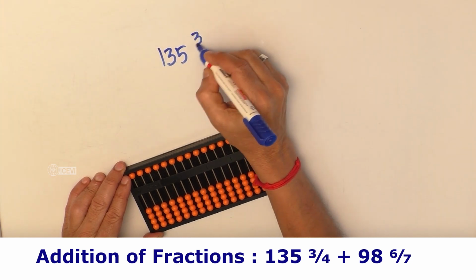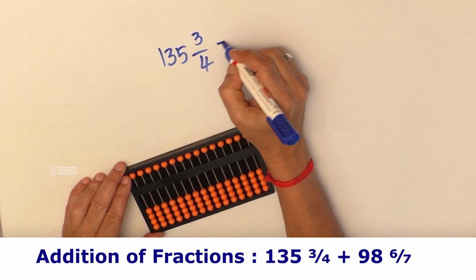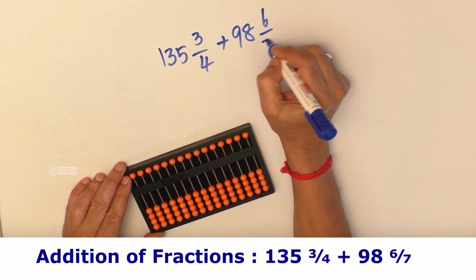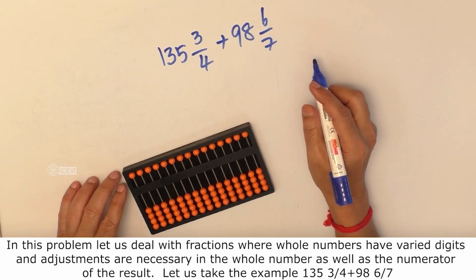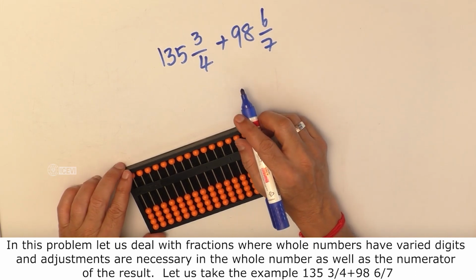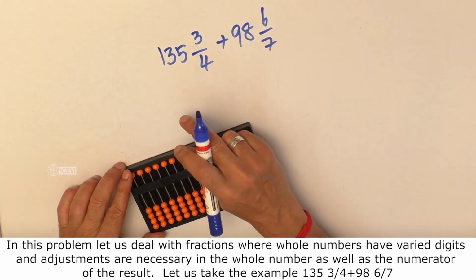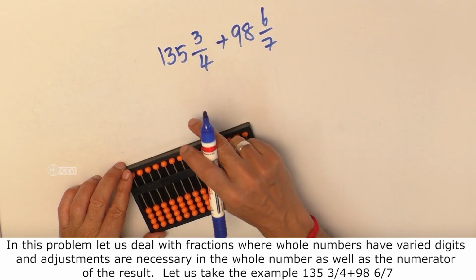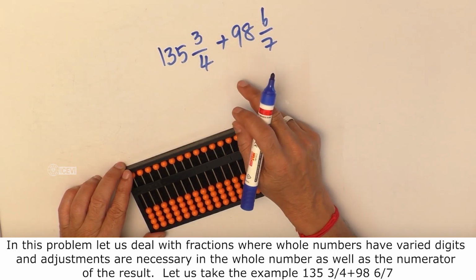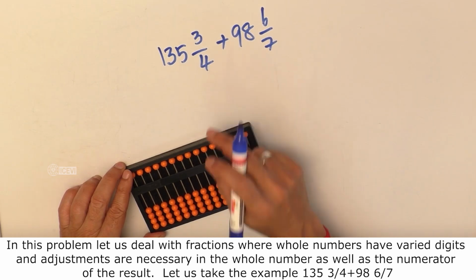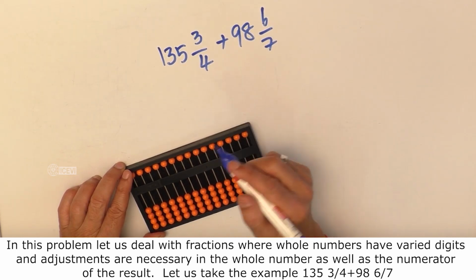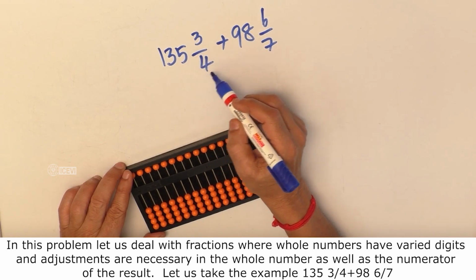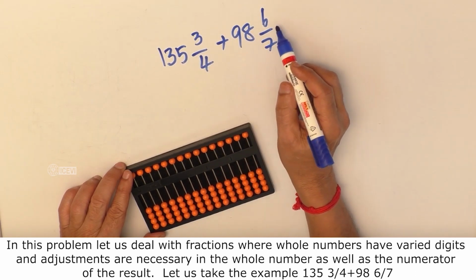135 3 by 4 plus 98 6 by 7. In this problem, let us deal with the fractions where whole numbers have varied digits and adjustments are necessary in the whole number as well as the numerator of the result. Let us take this example: 135 3 by 4 plus 98 6 by 7.